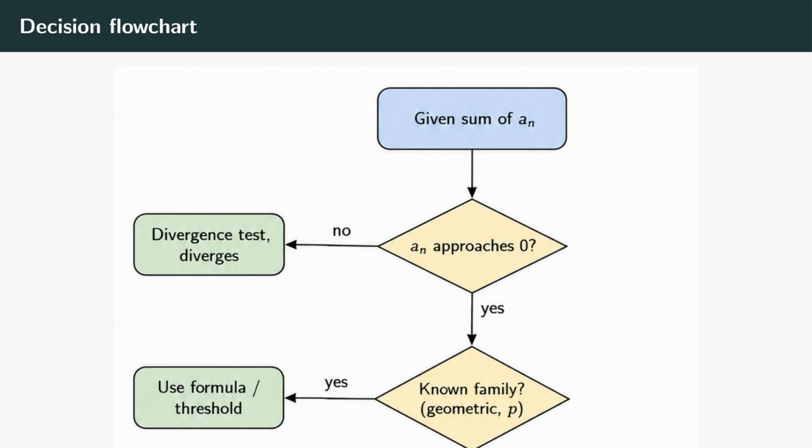The flowchart. Given an arbitrary series, the sum of a sub n, which test do you reach for first? Decision 1. Does a sub n approach 0? Compute the limit of the terms. If no, you're done immediately. Divergence test, series diverges. If yes, proceed.